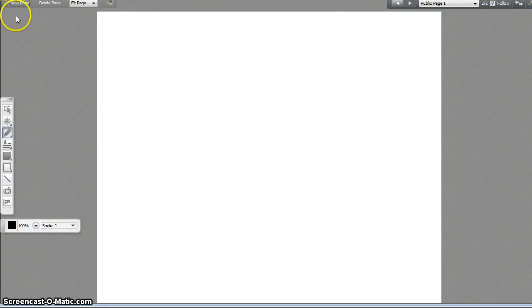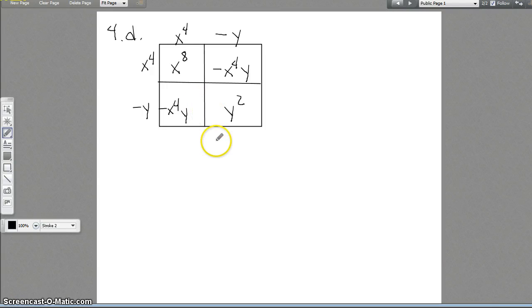So let's go to a new page and start trying out some of the problems. Okay, so number 4 says express the area of each of the following figures both as a polynomial in simplest form and as the square of a binomial. Okay, so you see here part D from number 4. The diagram is already completely worked out for you. They've written the factors on the outside and they've written the product of the factors on the inside. So this is already completely worked out for you.